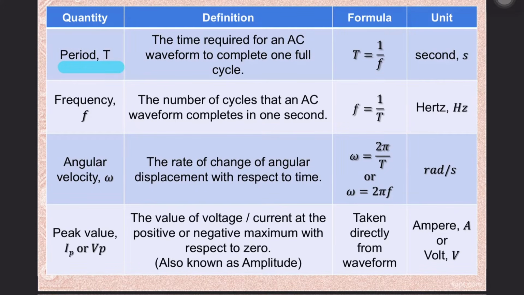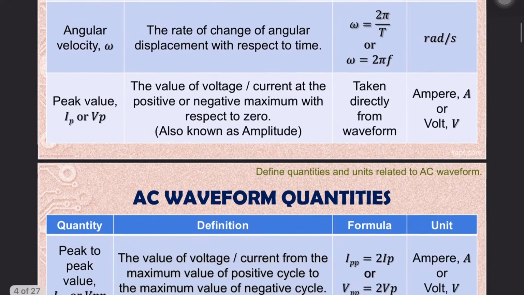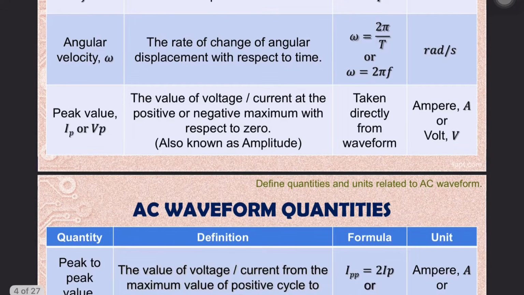Okay, next would be peak value. Peak value ini adalah IP ataupun VP. It depends on the sinusoidal waveform given to you. If it's a voltage, peak value dia, we are finding VP. If it's a current sinusoidal waveform, so we are finding IP. So if it's an IP, our unit is going to be ampere, A. If it's a VP, voltage sinusoidal waveform, the unit is going to be volt.